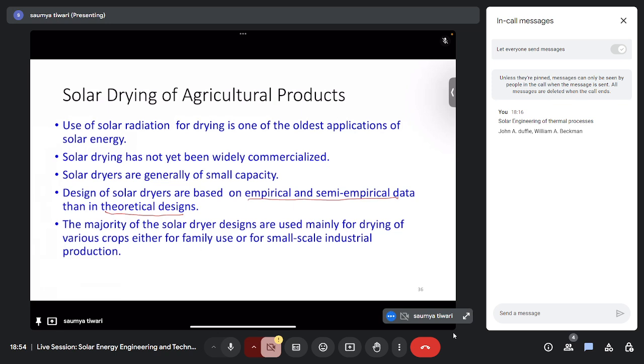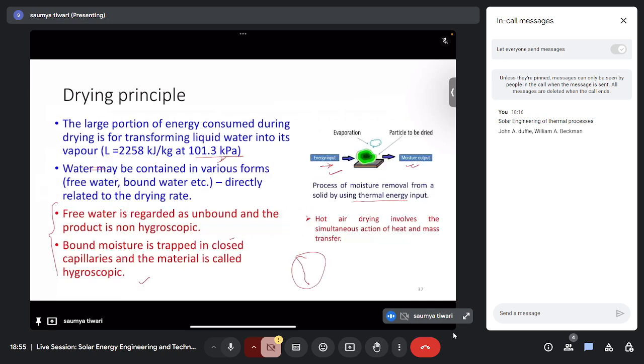Note that theoretical questions will be mainly asked from this solar drying of agricultural products. So you need to know all the facts and terms used here. What is free water, and what is bound moisture? Free water is basically the unbound water content within the sample. Bound moisture is what is held or trapped between the capillaries of the sample we are talking about. This makes the material hygroscopic or non-hygroscopic, depending on whether we have bound moisture or free moisture.